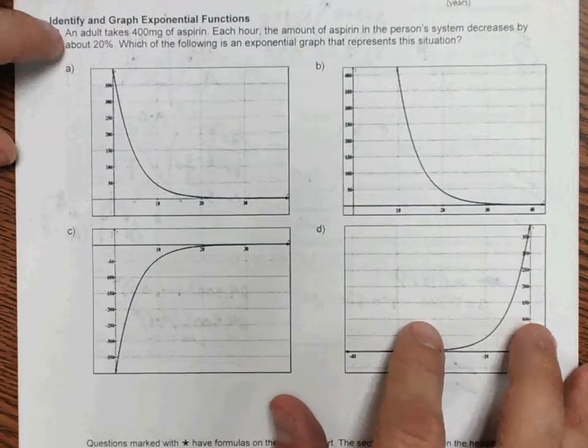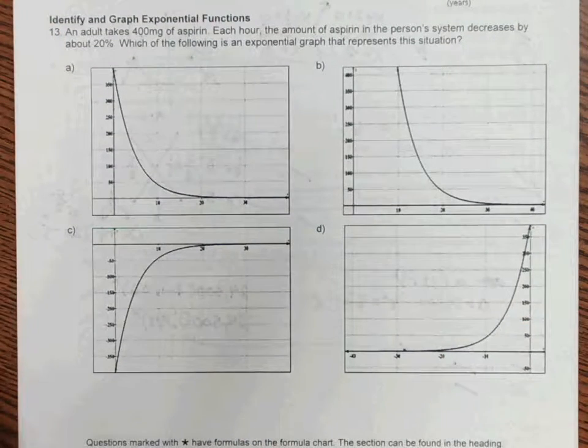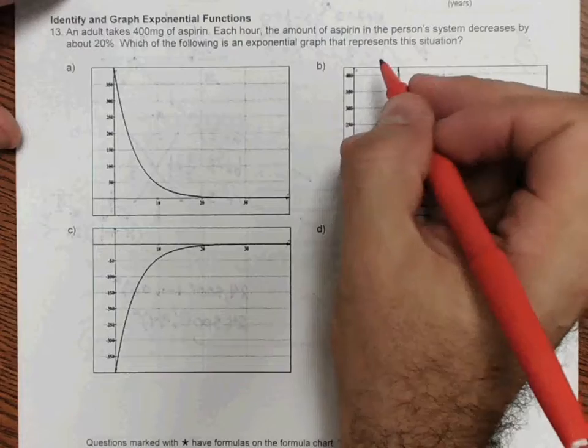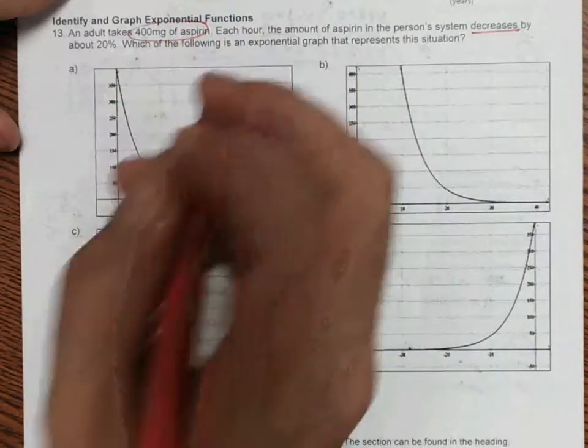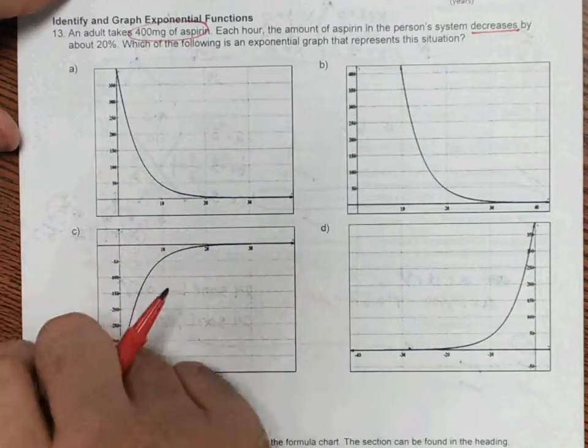Number 13, an adult takes 400 milligrams of aspirin. Each hour, the amount of aspirin in a person's system decreases by about 20%. Which of the following is an exponential graph that represents the situation? Well, if we look at this, it's a decay situation because it says it decreases. It also says that it starts at 400 milligrams, which means that our graph should start at 400.